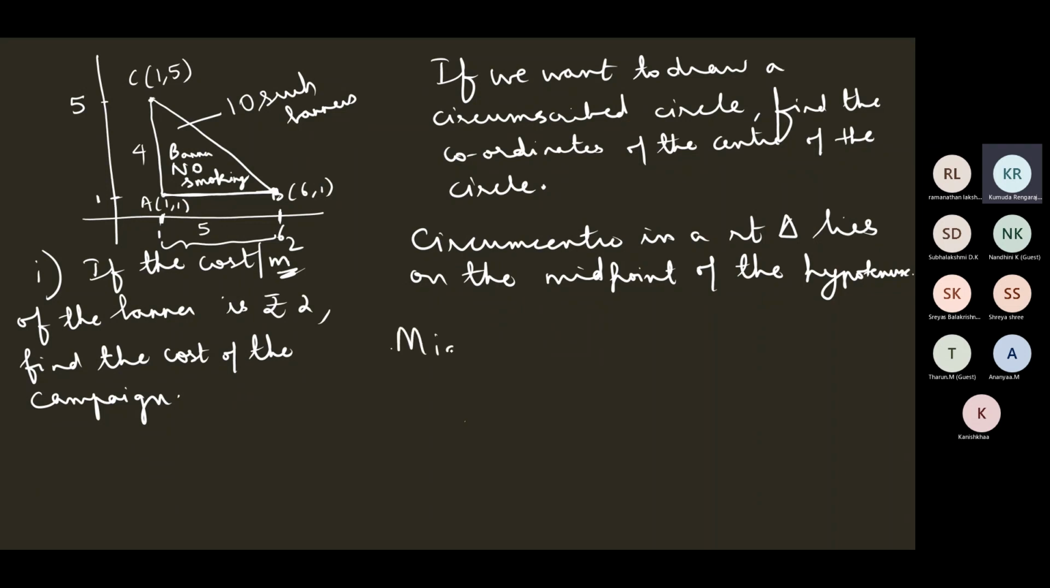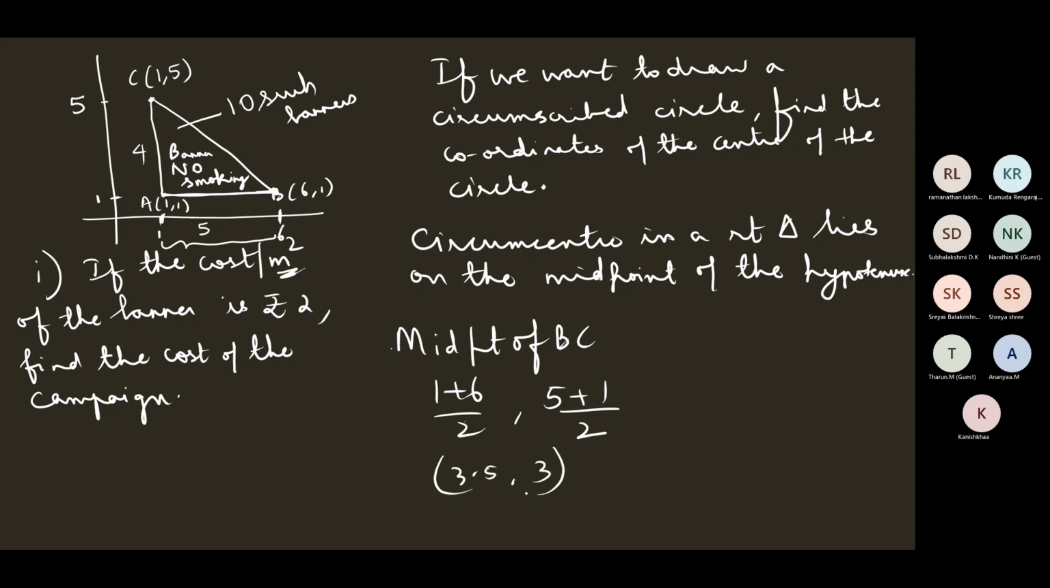So midpoint of BC. What is the midpoint of BC? 1 plus 6 by 2, comma 5 plus 1 by 2. 7 by 2, 3.5, comma 3. Coordinates of the circumcenter.